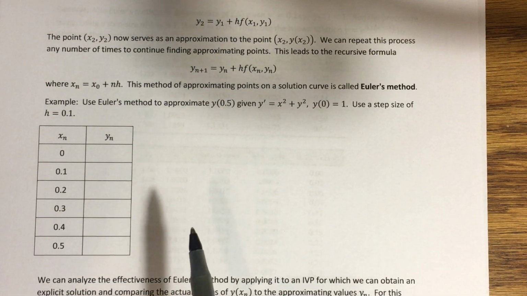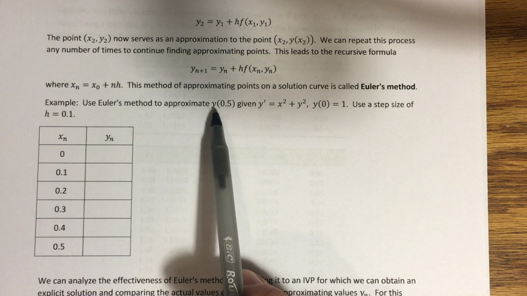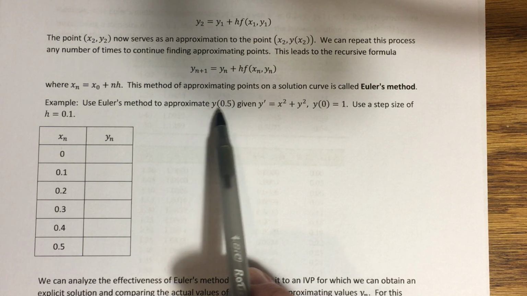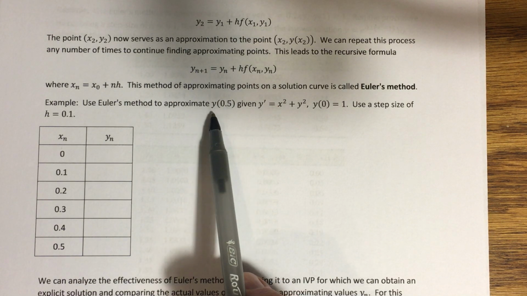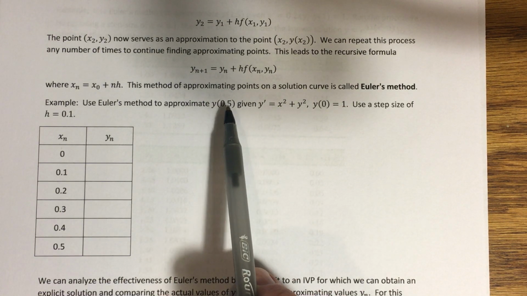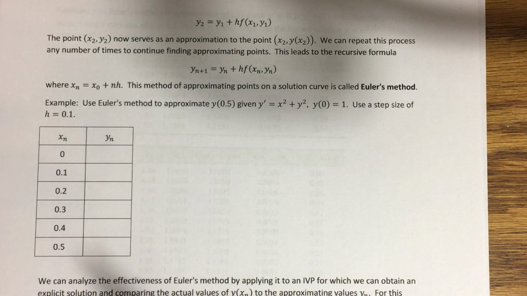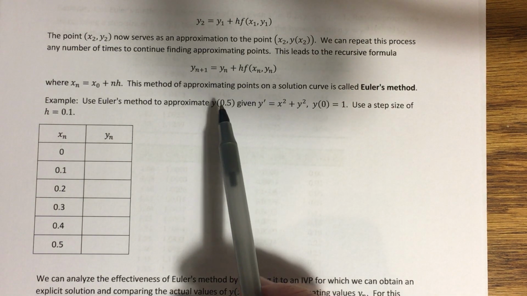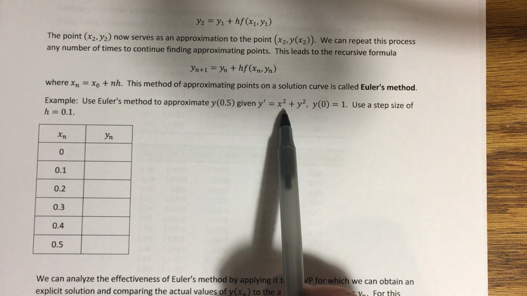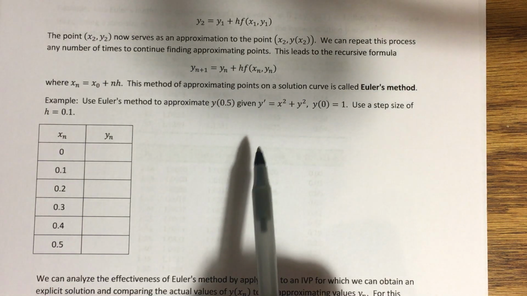I'd like to use Euler's method to approximate y of 0.5. Notice this would be the output of a solution to this DE over here for a given input. I'm not trying to find the full solution, or an entire function representing a solution. I just want a single point on the solution curve, and really the best I'm going to be able to get is an approximation for that point.